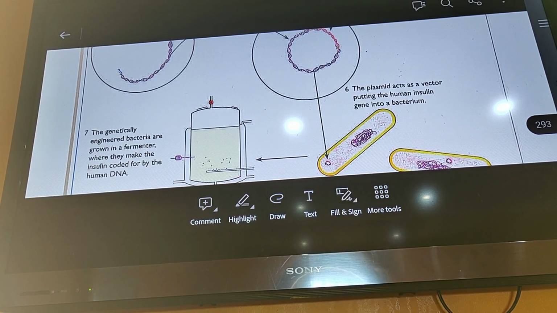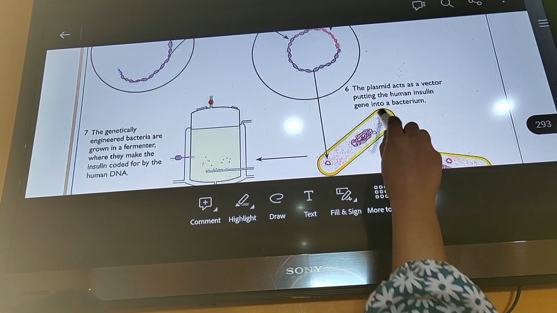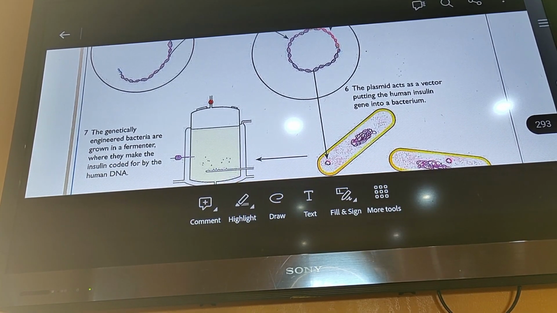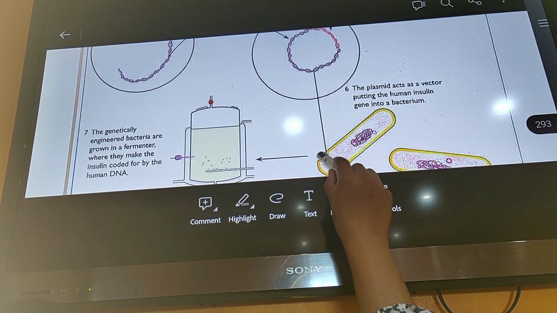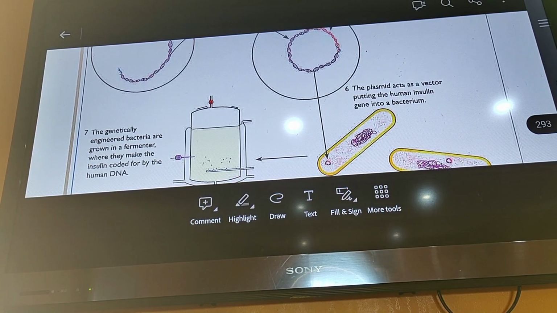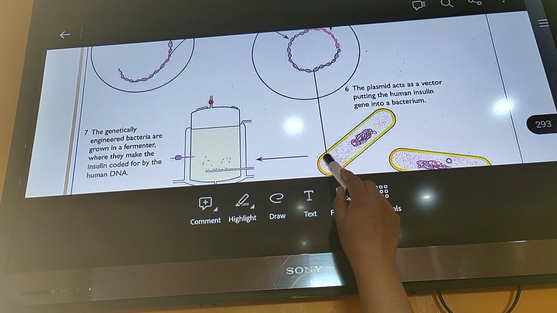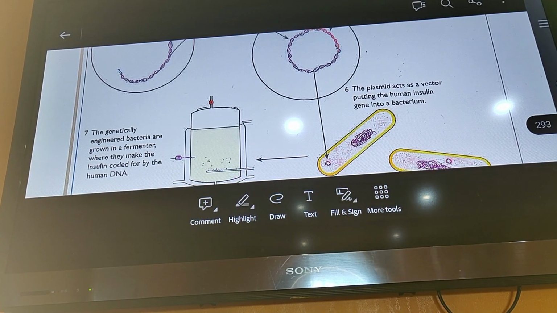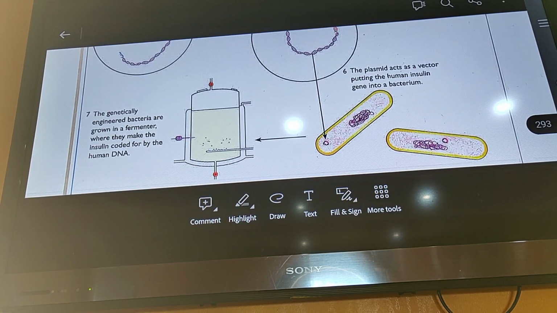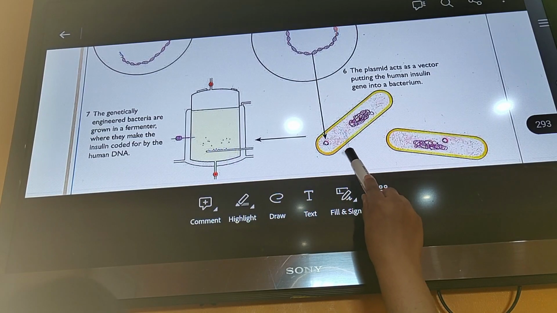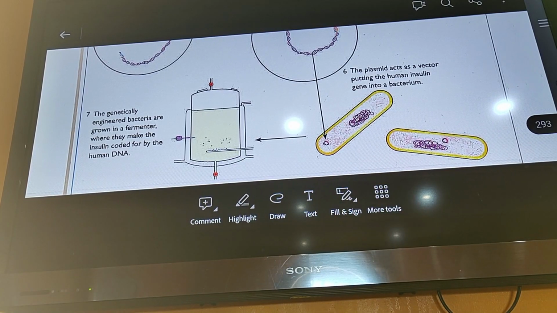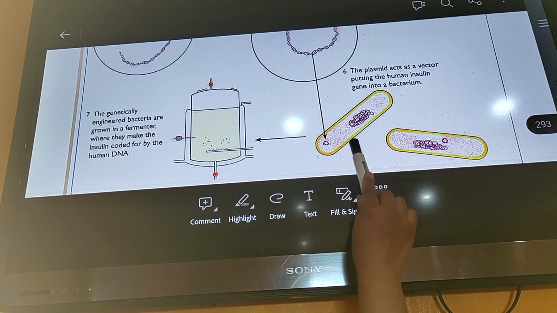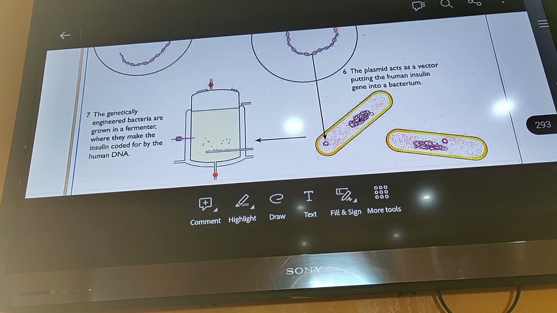This plasmid acts as a vector. It carries the human insulin gene into the bacterium. The plasmid is a vector. It carries the human gene into the bacterial cell. Now, after that, what will you do? You will just put this bacterial cell into a culture. And this bacteria will grow when you provide it with all the nutrients.